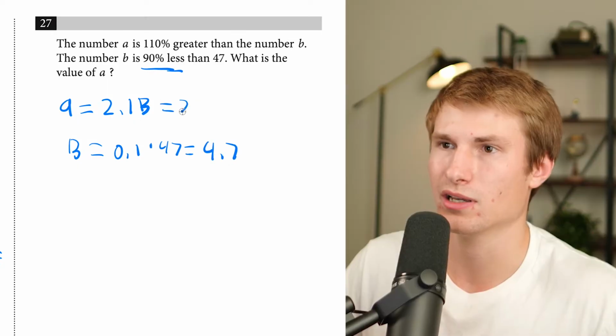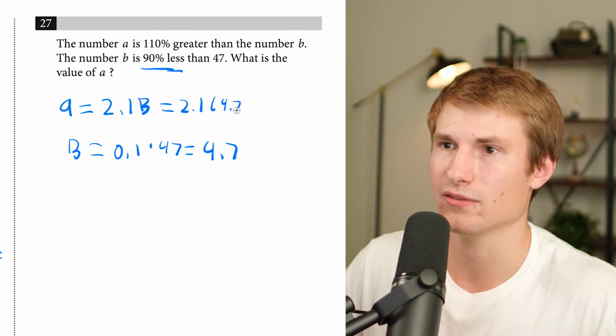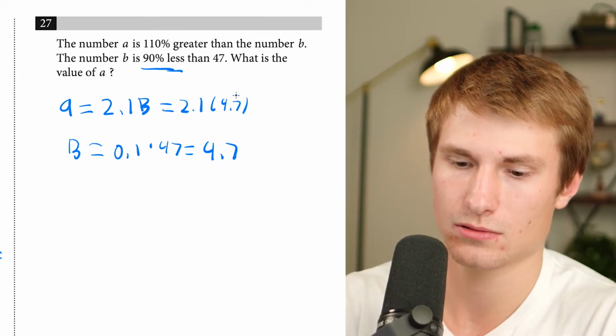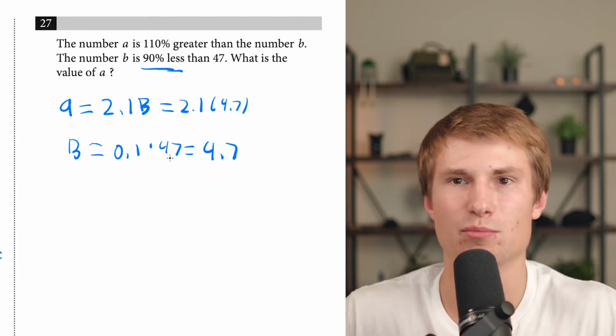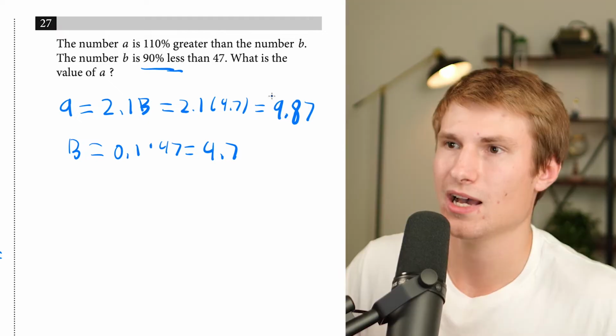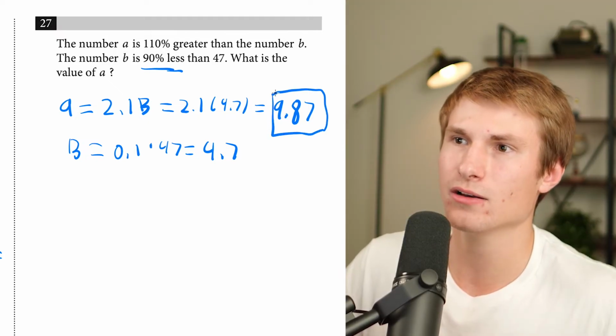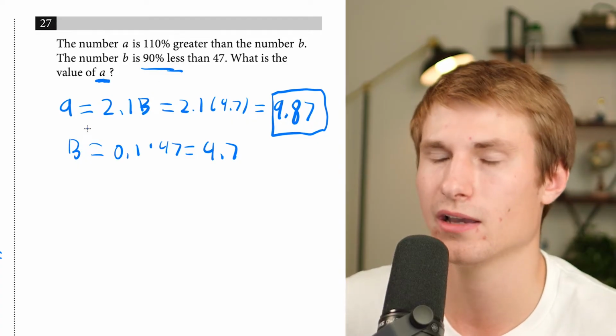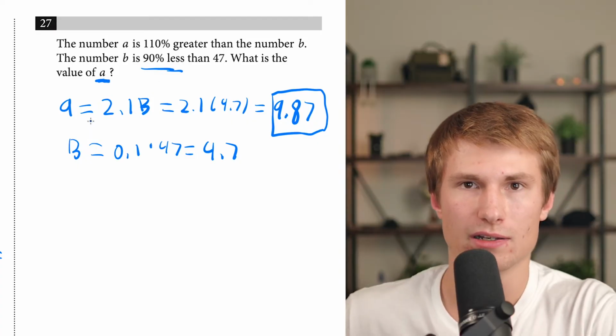Really easy to go ahead and plug in 2.1 now times 4.7. We can put that in our calculator. So 2.1 times 4.7. And that's going to give us 9.87. So that'll equal 9.87. So 9.87 is the value of A. Always make sure that you're answering with what you're asked to answer with, which in this case is just the value of A. So our answer there is 9.87. Now let's go ahead and move on to section number 2.